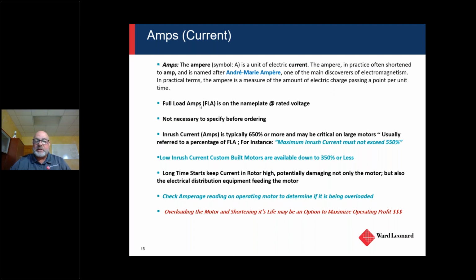So on the nameplate, we'll typically see what the full load amps are, and that is based on whatever the rated voltage is, because the voltage is going to have an effect on the current draw or the amperage. Inrush current is one of the things that we do have to solve for whenever applying a motor to a rated load. If the motor is started frequently, that's one of the things we'll try to understand. But it can be as much as 650% of the standard line rated full load amps, right?